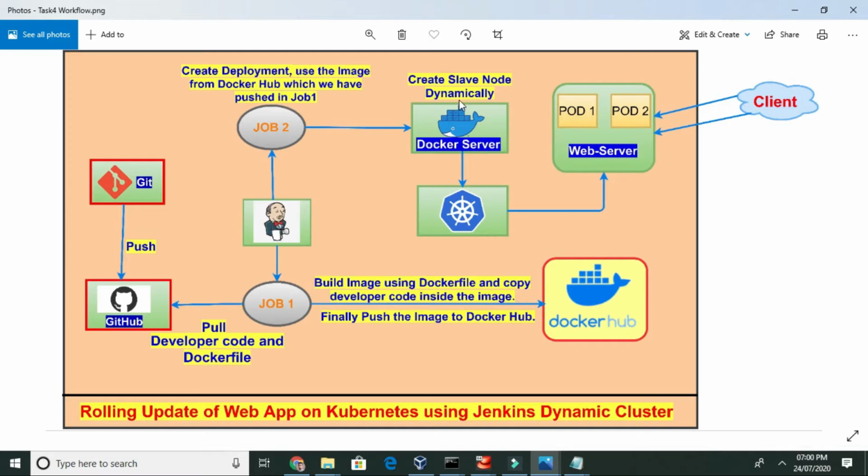And as soon as the slave node runs all the commands of job 2, this slave node gets terminated, completely destroyed. This is the job 2 part. I hope you are getting it. The main part here is that we are going to configure this Jenkins dynamic cluster, and that's how it will work.